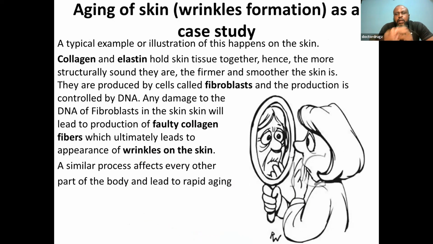Now, let's take the skin as a case study. A typical example of illustration of this happens in the skin. Collagen and elastin hold our skin together. That means anything that affects the structural integrity of collagen and elastin, amongst others, on the skin will lead to what? Wrinkling. Now, DNA in the cells called fibroblasts produce this collagen. So what happens when the DNA is damaged? It means that faulty collagen fibers begin to be produced, and we begin to have wrinkles on our faces. And it seems as if we're getting older.